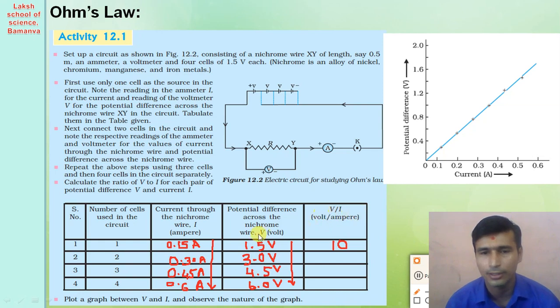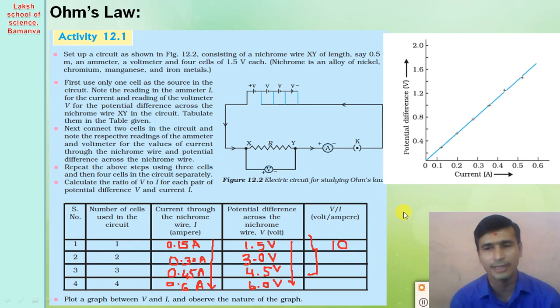V divide by I કરો તો શું થઈ જશે, તમને આન્સર શું આવશે, 10 આવશે. If we take 1.5 volt and corresponding current 0.15 ampere, so 1.5 divided by 0.15 ampere, we get the value 10. 3 divided by 0.30 ampere, we also get the value 10. So in each and every case the ratio of V by I is a constant.